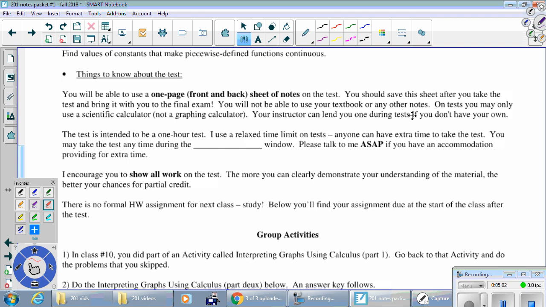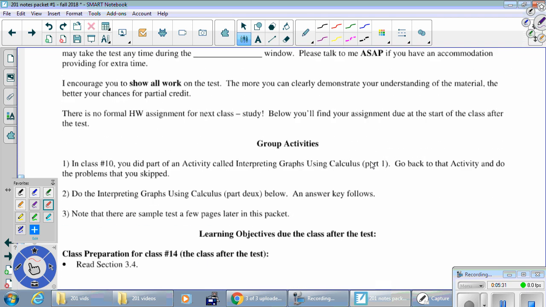You can't use your textbook or any other notes. You may only use a scientific calculator, not a graphing one. Hopefully we can find some to lend you if you don't have one of your own. The test is intended to be a 1-hour test, but anybody can have 2 hours to take the test. I'm not going to write a particular window of time in here, but I will let you know exactly what that window is for your class. And if you have accommodations providing for extra time, please contact me as soon as possible.